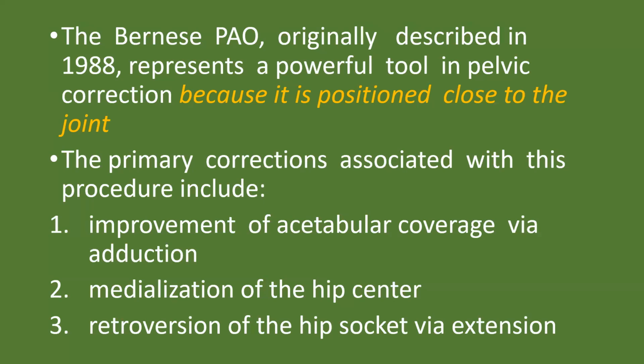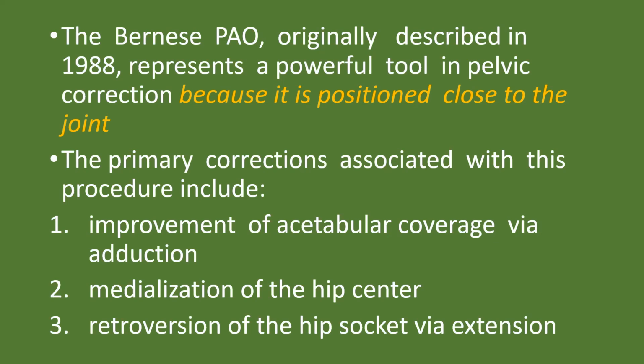The BNS periacetabular osteotomy, originally described in 1988, represents a powerful tool in pelvic correction because it is positioned close to the joint. At first, we used to do various osteotomies. The distance, the lever is far away.